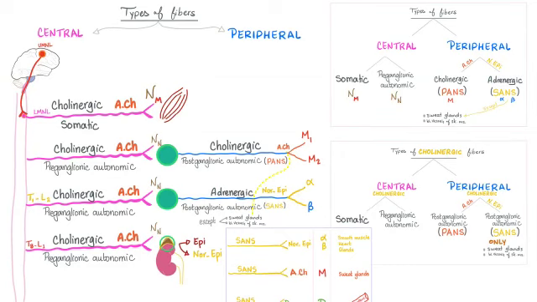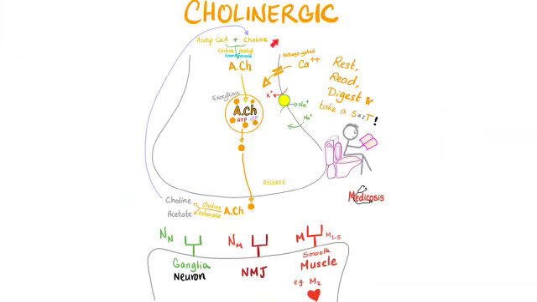If you have watched my physiology playlist, you know that when we try to stimulate a skeletal muscle, we will have a robust cholinergic somatic fiber which releases acetylcholine onto a muscle that has an N sub M receptor. N for nicotinic, M for muscle. Once the acetylcholine binds to its receptor, the muscle is going to contract. And it looks like this.